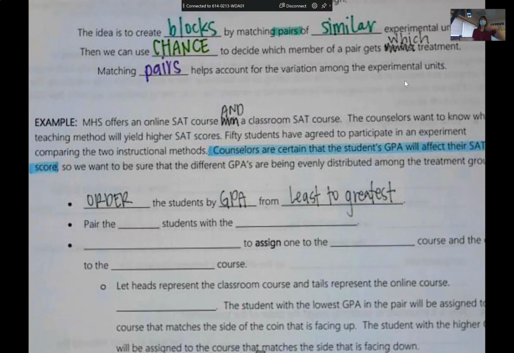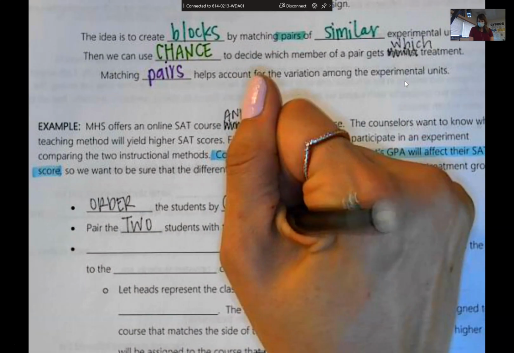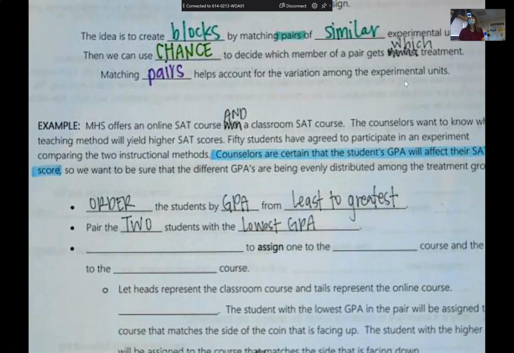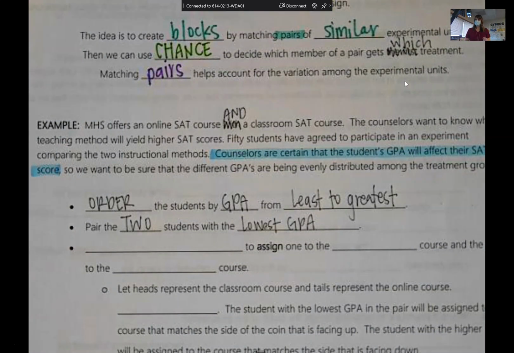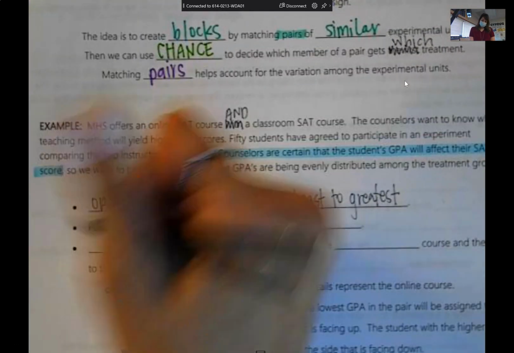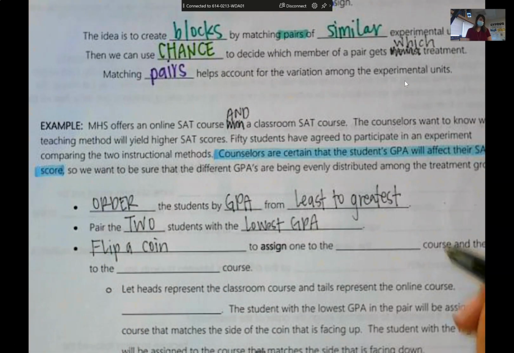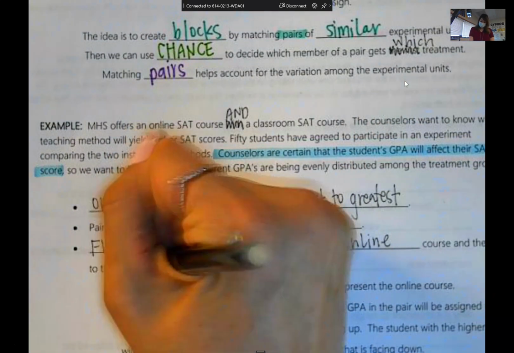We're going to get our list of students. We're literally going to put them in the list from the lowest GPA to the highest GPA. Then we're going to pair the two students with the lowest GPA together. Then we're going to assign one to the classroom, one to the online. We're going to flip a coin to assign one of those students to the online, one of them to the classroom.